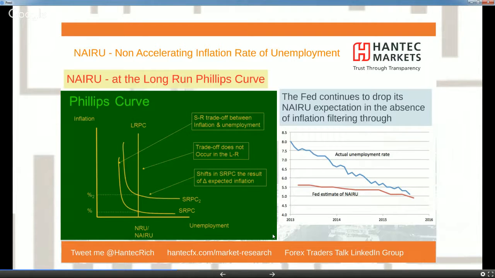Fed officials will often talk about the Phillips curve and how the Phillips curve and NAIRU are moving in terms of the level of unemployment that's going to start to generate inflation. And it seems as though we're beginning to get a little bit of traction in this now.